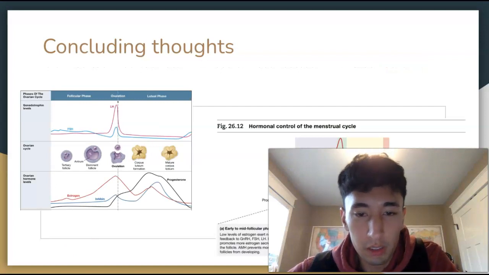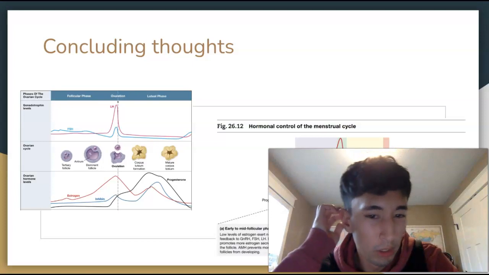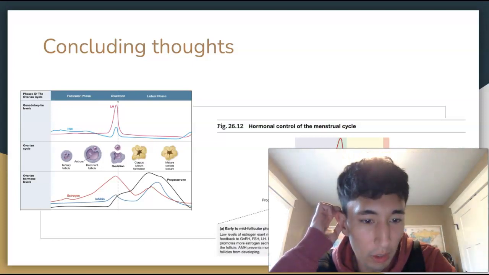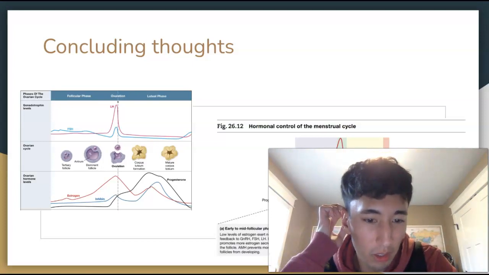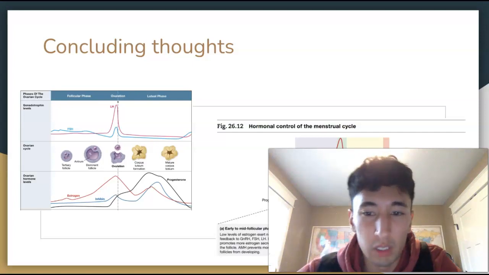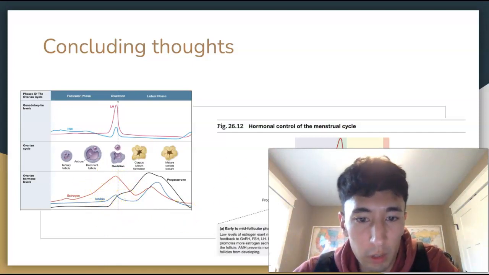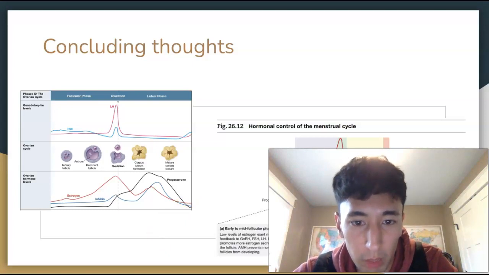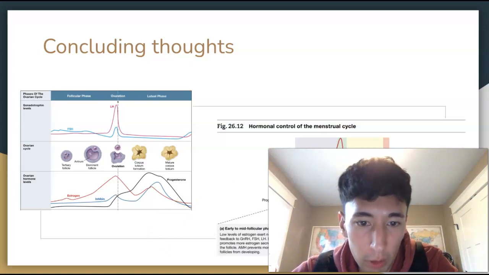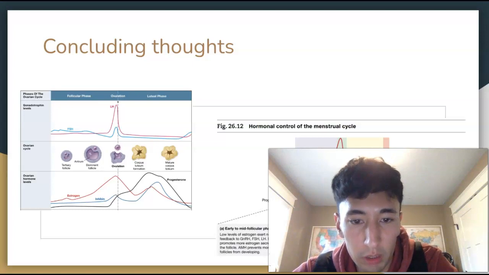Then just some final thoughts here. I wanted to add a couple of these graphs from the textbooks. I thought they were very important to add here. I just wanted to note that estrogen synthesis diminishes initially and then increases, as we see here, right before ovulation. And then it decreases after ovulation, before a minor increase after the corpus luteum is formed.